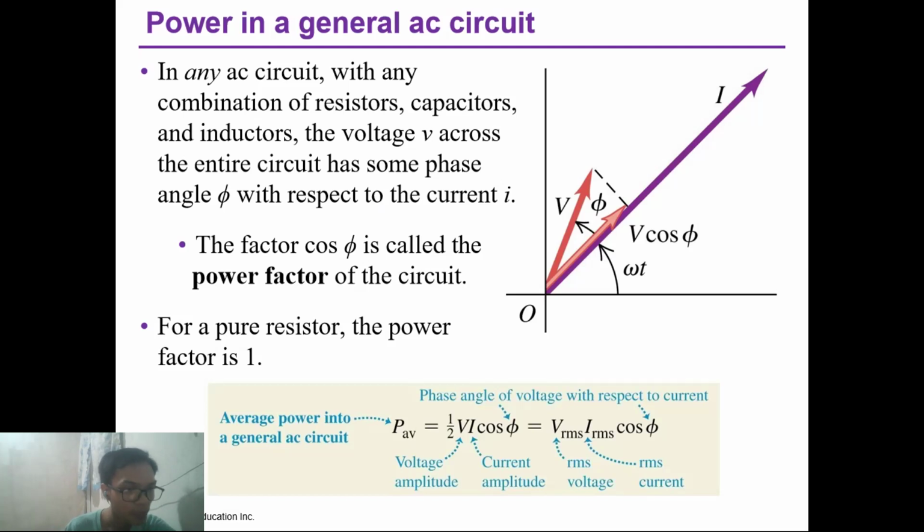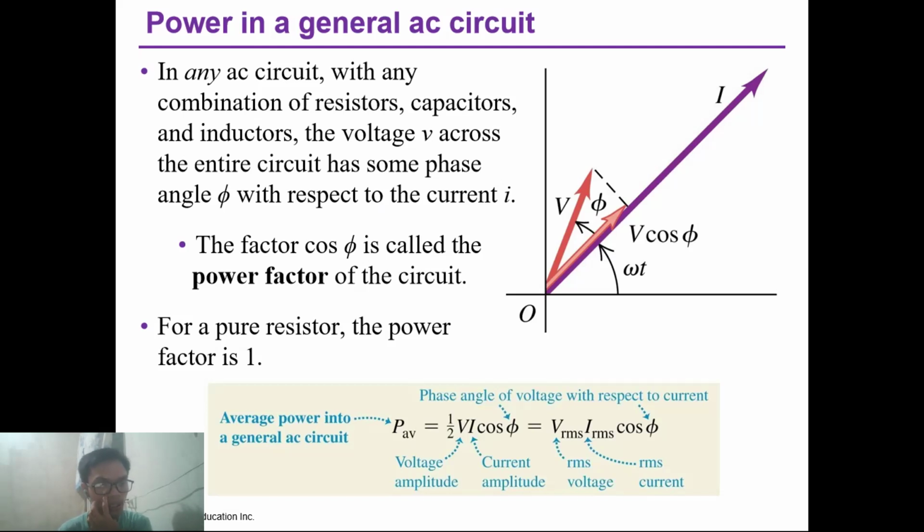So the cosine here is the power factor. For a pure resistor, the phase angle is equal to 0 and the cosine of the phase angle is equal to 1. For a pure inductor or capacitor, the phase angle is equal to positive or negative 90 degrees and the cosine of the phase angle is equal to 0.